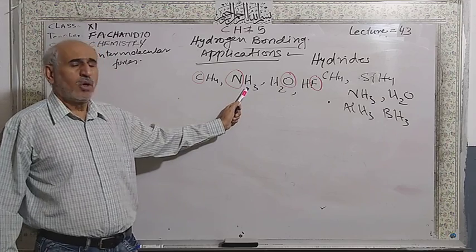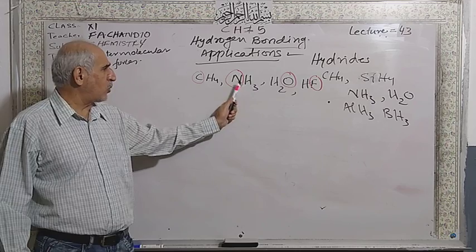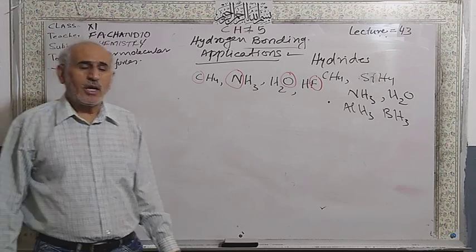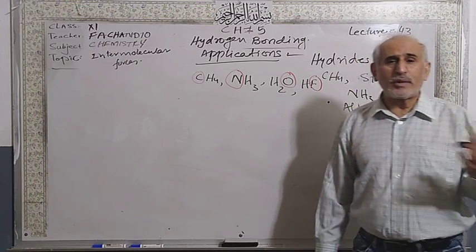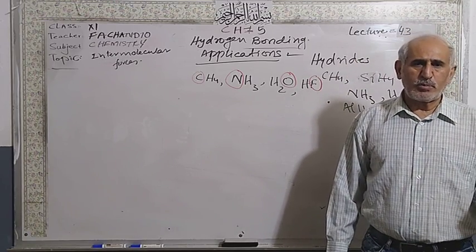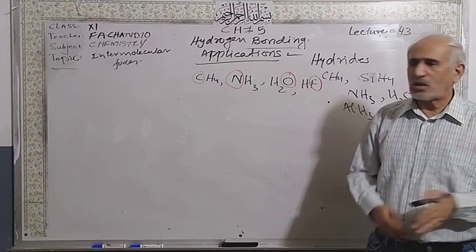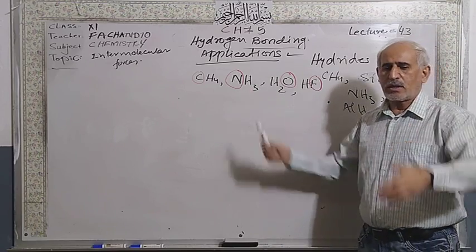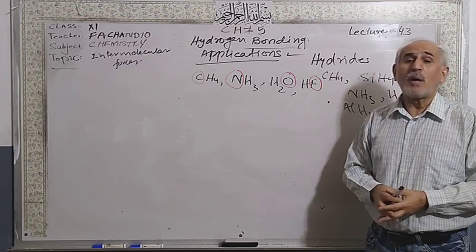But as you move to the other element in the same period, nitrogen in group number 5, ammonia forms hydrogen bonding. So polarity is going to increase. Polarity is going to be more. It can form bonding with hydrogen through the lone pair electrons. So that is the difference in boiling point between methane and ammonia.